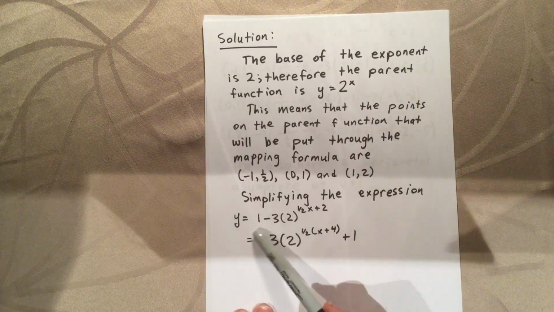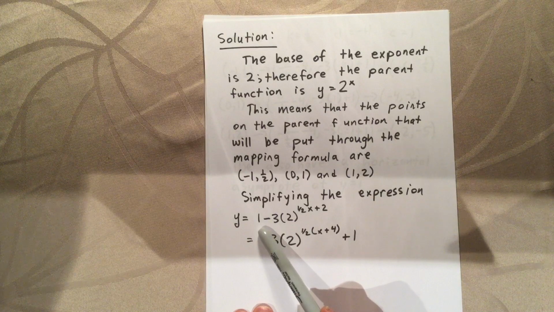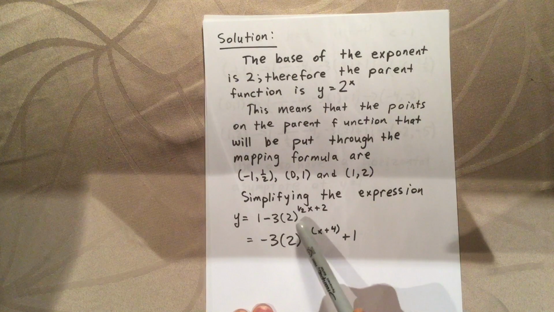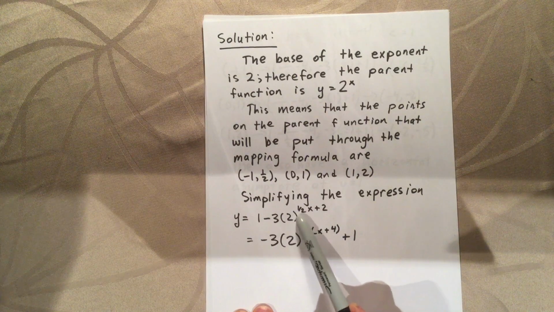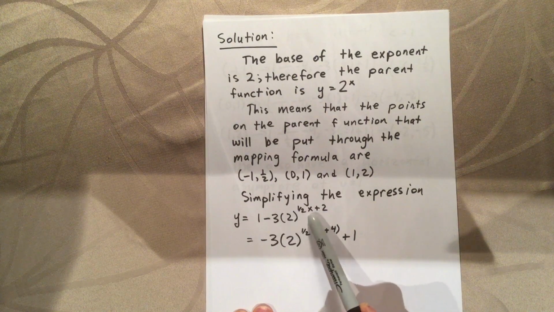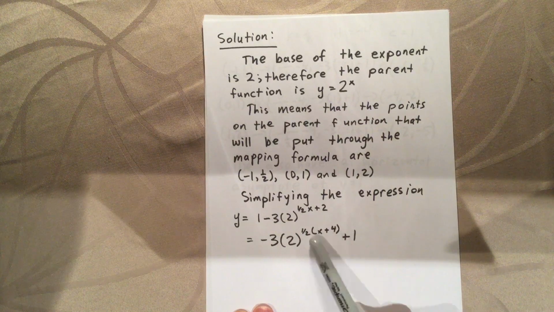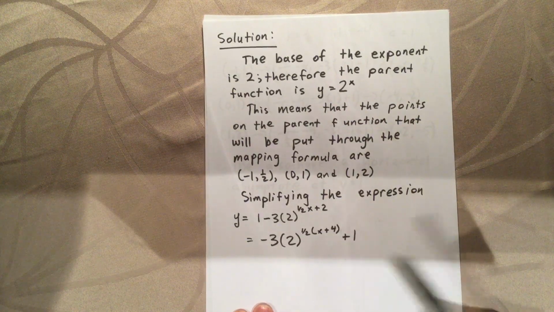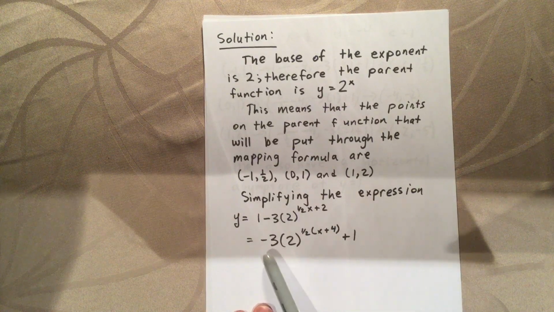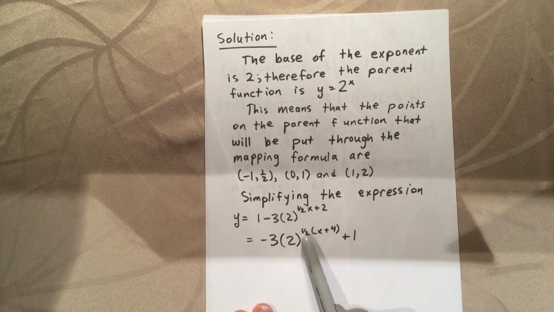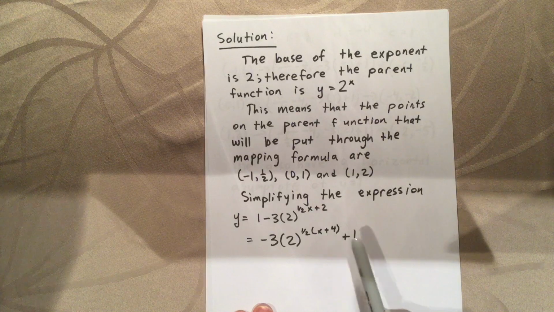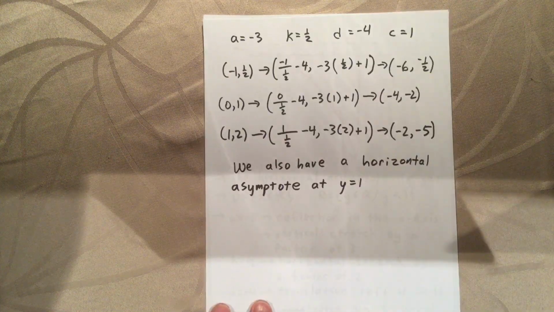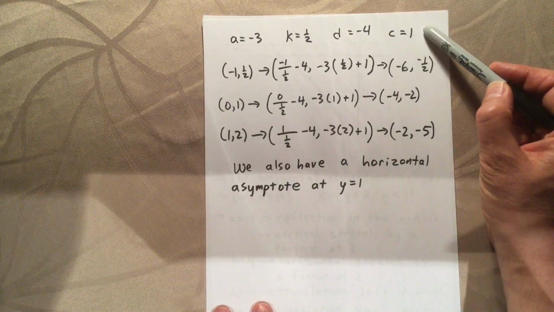Now, we were originally given this function expression, 1 minus 3 times 2 to the exponent 1/2 x plus 2. We know we want to factor out the k, so it becomes 1/2 times, in brackets, x plus 4. We're still multiplying by -3, but this 1 is over here adding at the end. That tells me a will be -3, k will be 1/2, d will be -4, and c will be +1. And we put those up at the top of the page.